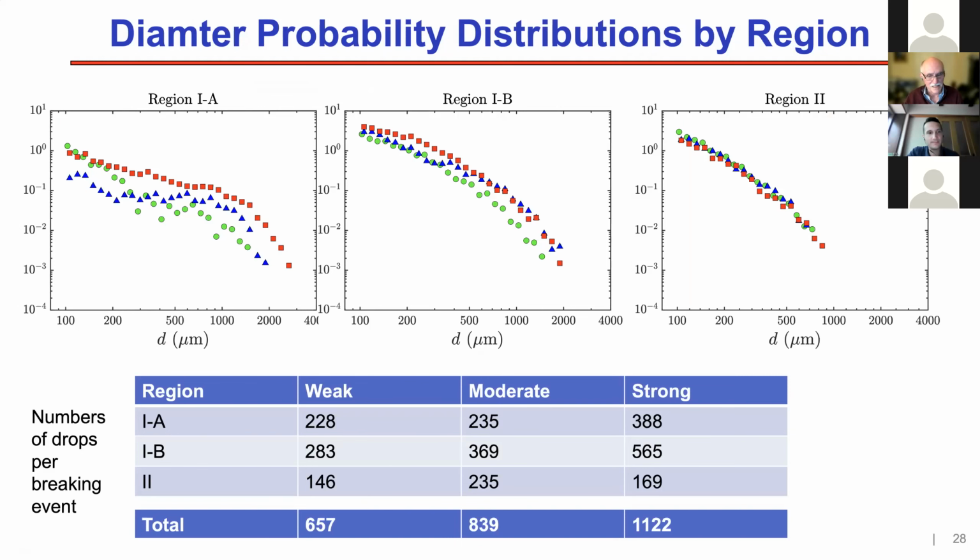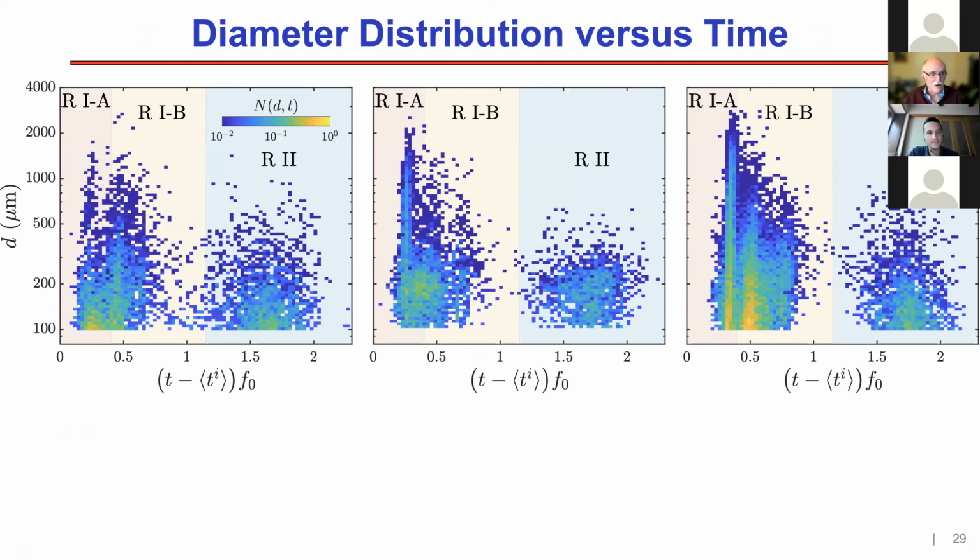And that seemed pretty exciting. And I won't have time to explain this, but just to show you the plot. These are diameter in the vertical versus time in the horizontal for the three waves, the weak, the moderate, and the strong. On the vertical axis is diameter, and the color is the number of drops. So you can see there are many more small droplets, particularly over here in the strongest breaker.